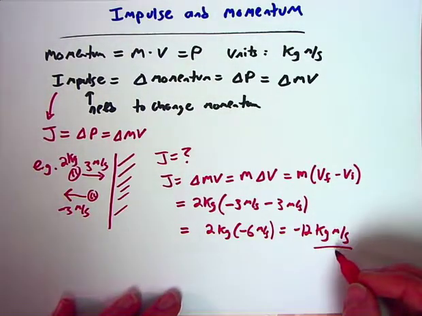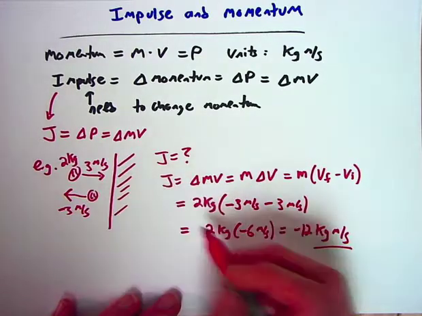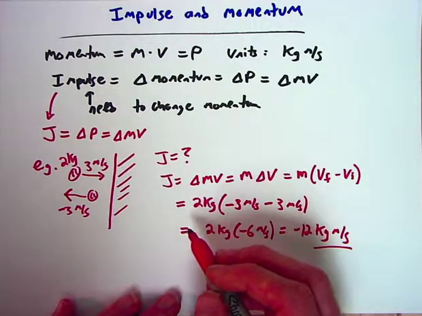Notice how the units are the same as momentum units. So this is how much the momentum changed. It changed by this much. So that's the ball hitting against the wall, just a common example to do that.